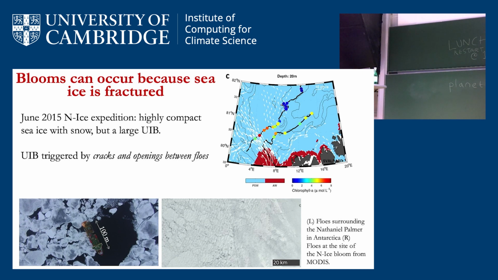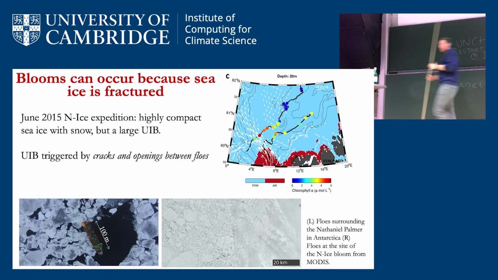So this is an image I took this morning from MODIS. It's a satellite optical sensor, of the place where they observed this bloom. So here we have this bright white sea ice. But around the edges of the sea ice are enough openings to permit the amount of photosynthetically available radiation to get through that could feed these blooms.